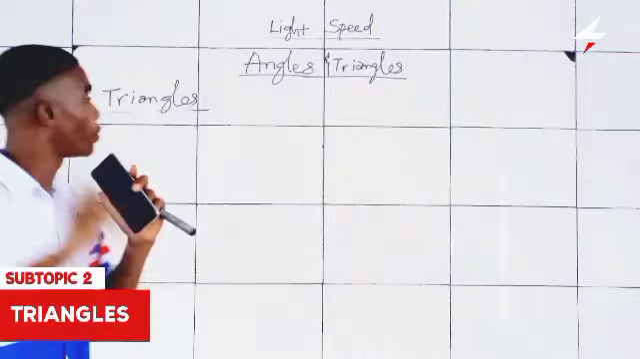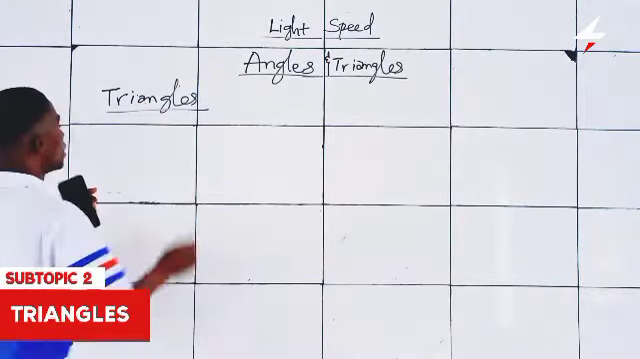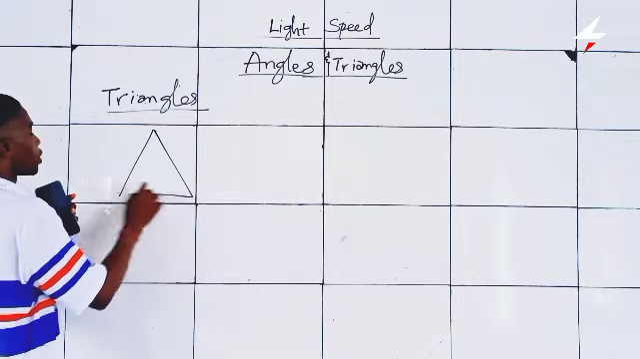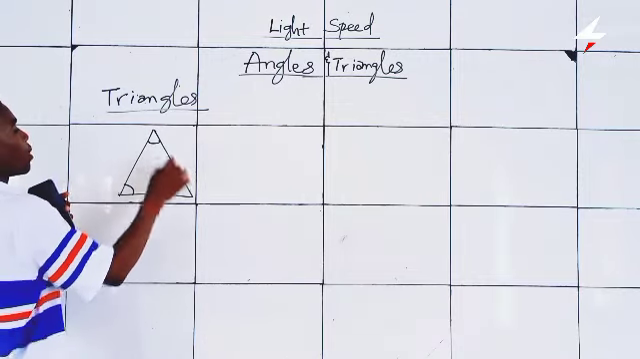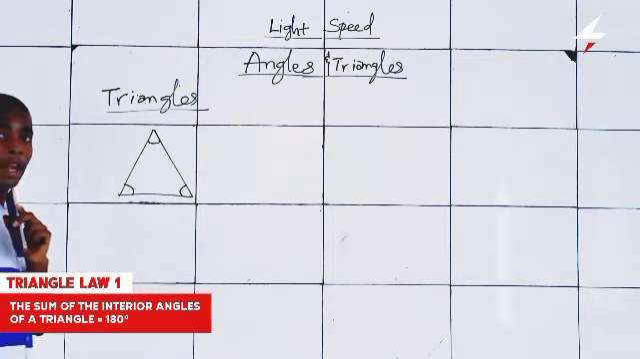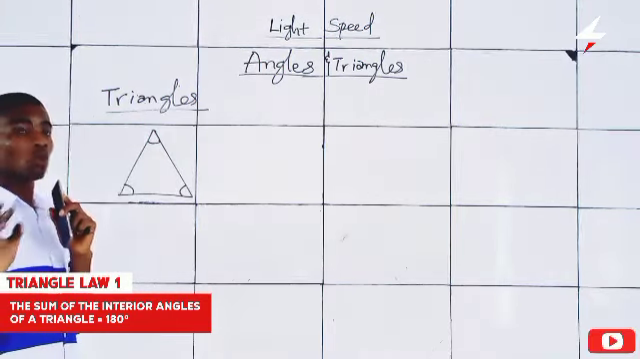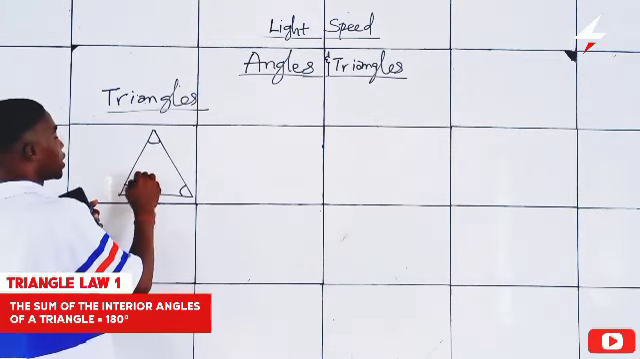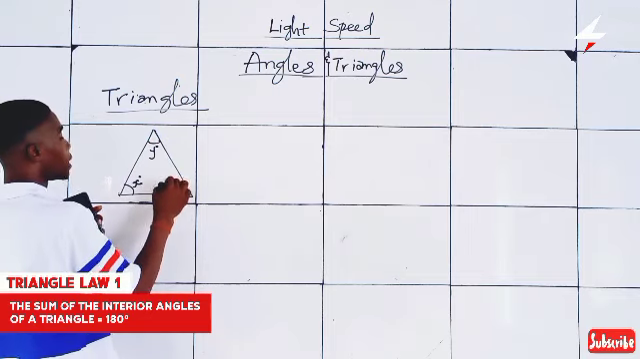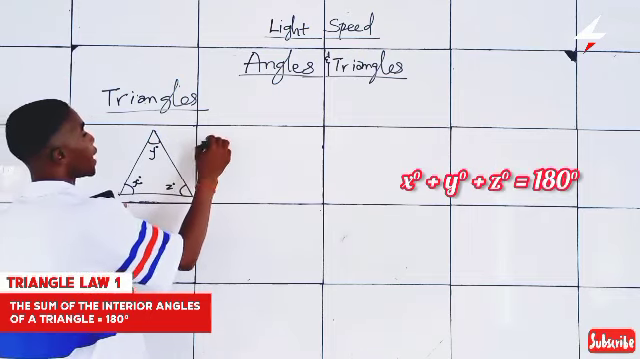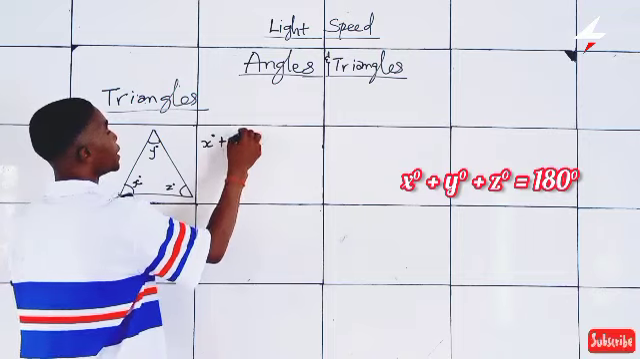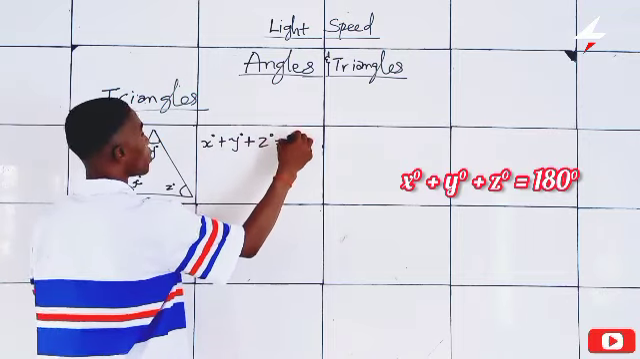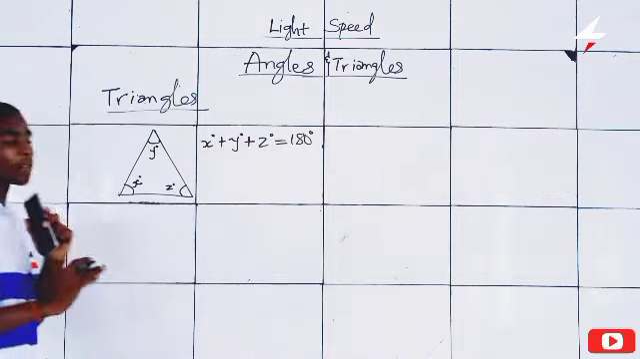Okay, let's move really fast to triangles. All right, so this is a triangle. Now, the sum of the interior angles of a triangle is equal to 180 degrees. It means if this was X degrees, this was Y degrees, and this was Z degrees, then X degrees plus Y degrees plus Z degrees is equal to 180 degrees. You see, that's very easy.